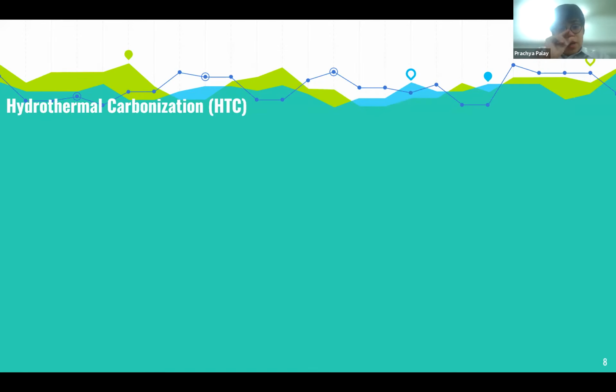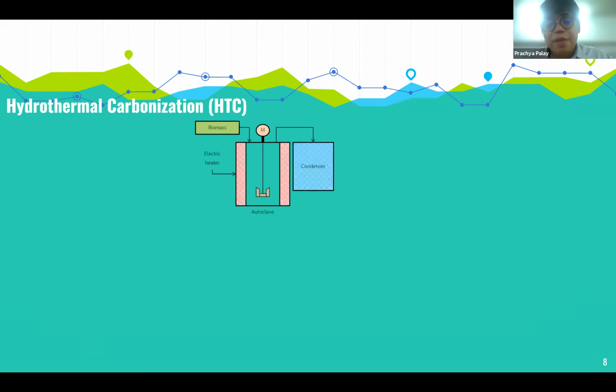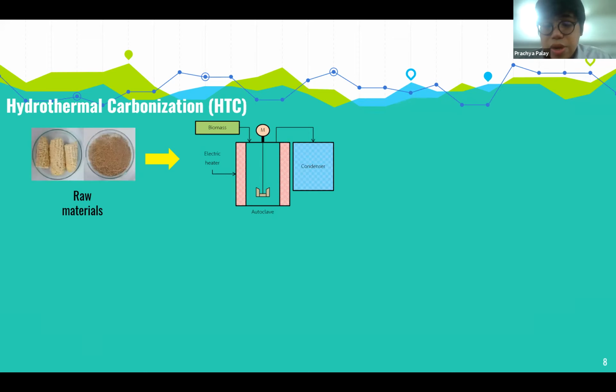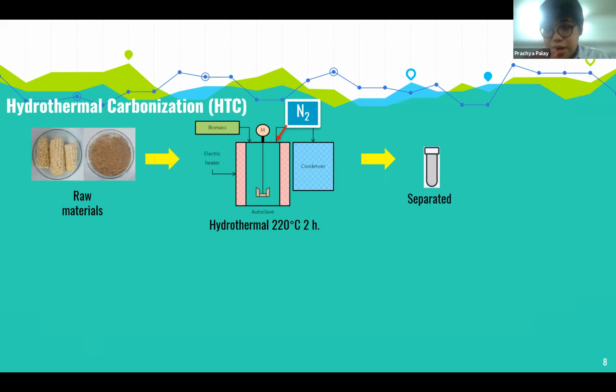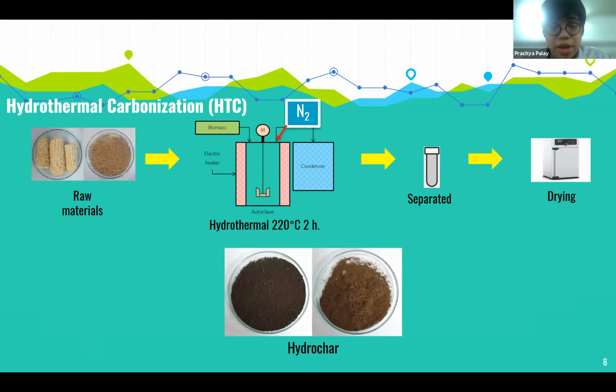For the hydrothermal carbonization, I will use a high-pressure autoclave with the temperature at 220 degrees Celsius, holding for 2 hours. After that, I separate and dry it, and finally the hydrochar is obtained.